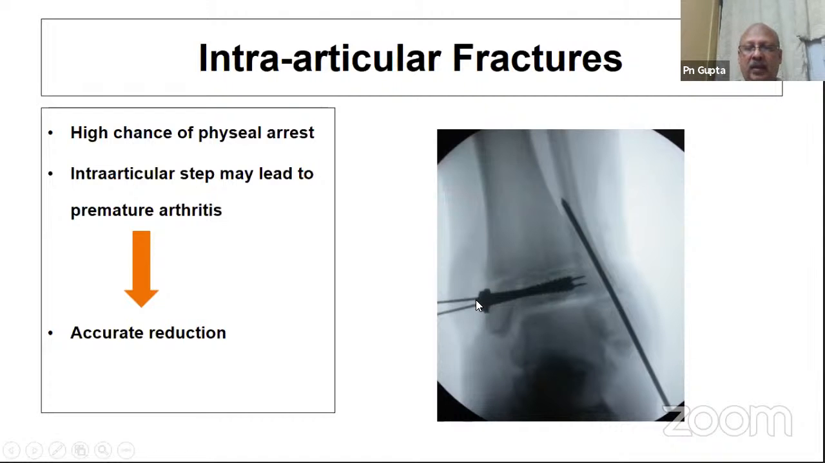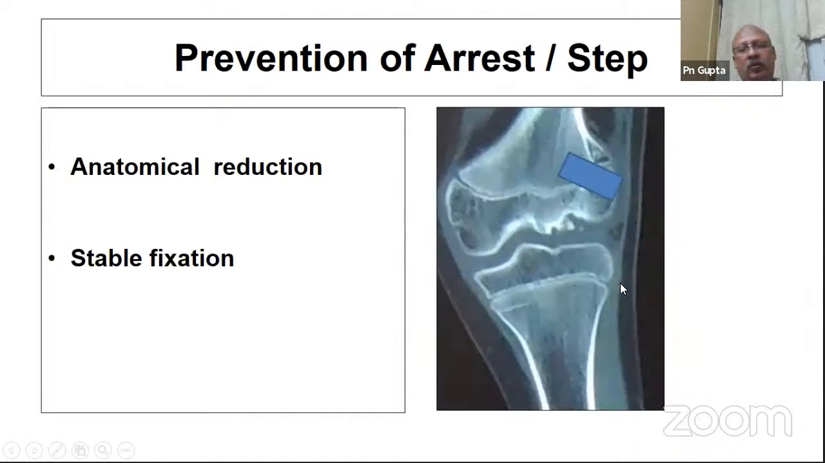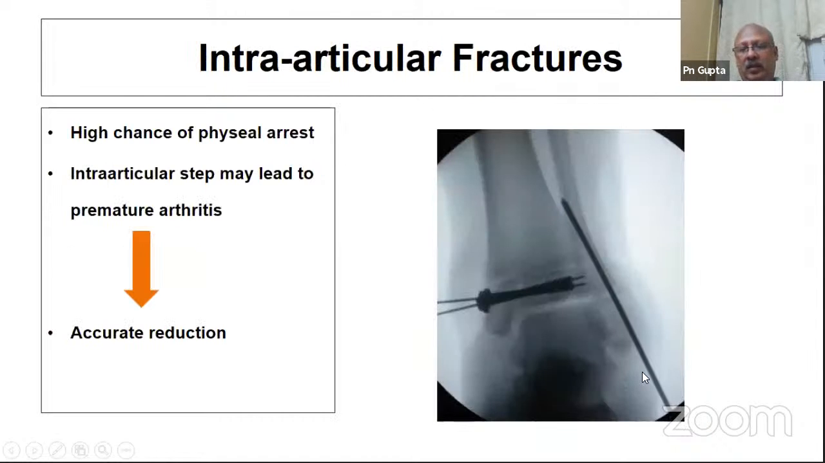One can consider compression screws, sparing the growth plate. And if you need to cross the growth plate, you should always do it with smooth wires, not with threaded screws. Like on the lateral side, there is a physeal separation of the distal fibula. So it has been crossed with a smooth wire, not with a threaded screw.